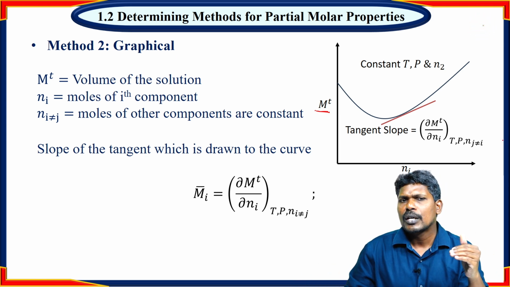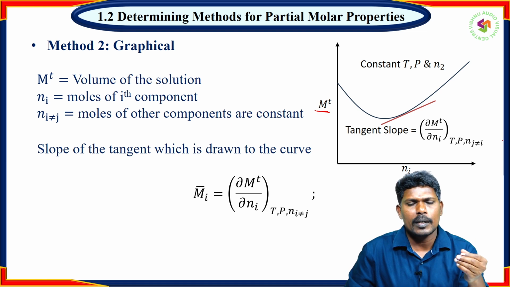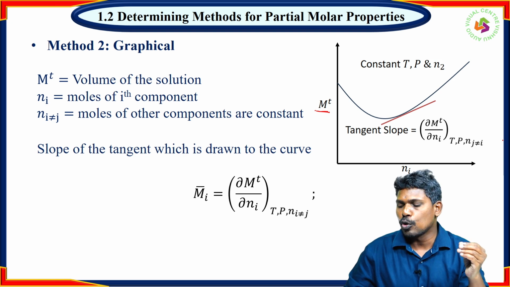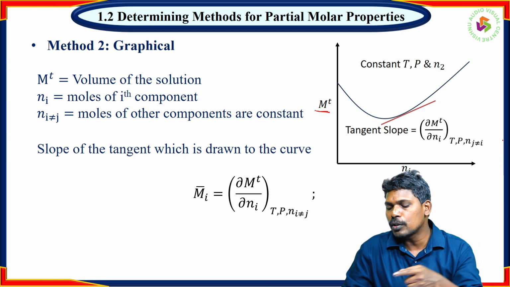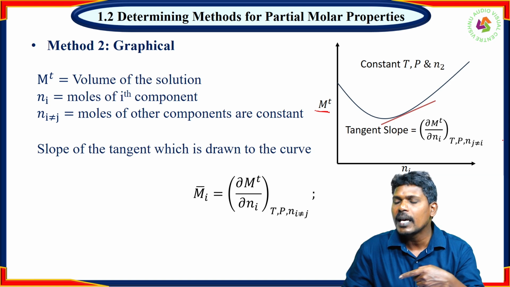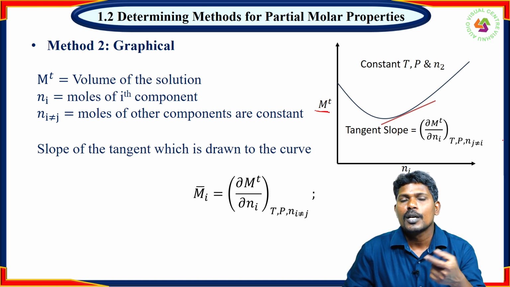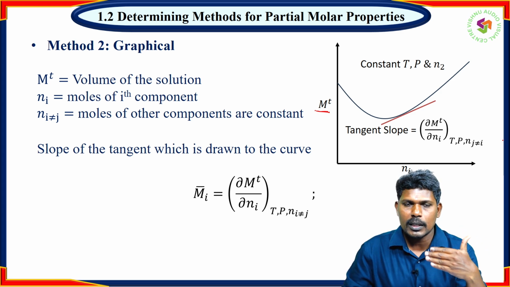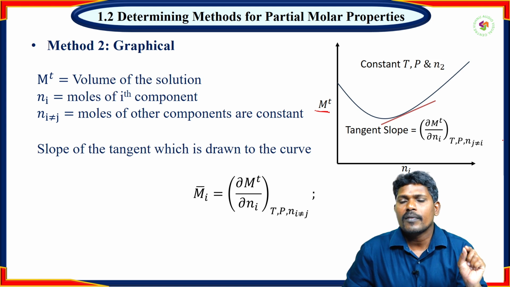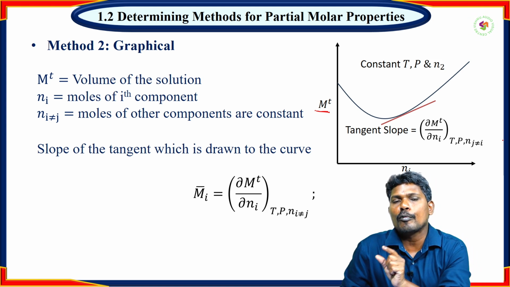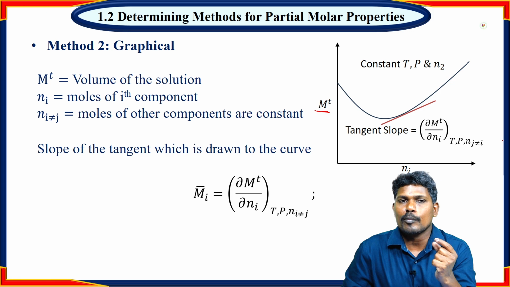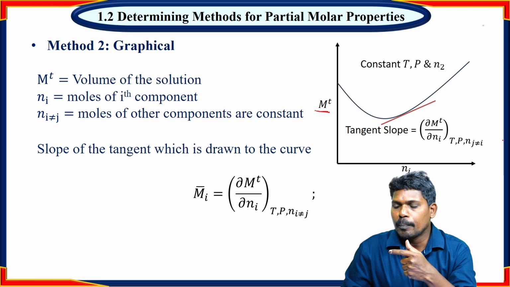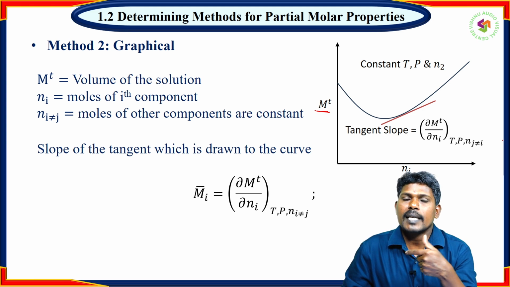To that graph, draw a tangent at your point of interest. To that tangent, determine the slope. The slope is dou Mt by dou ni at constant temperature, pressure, nj not equal to i. So that is the partial molar property of that compound. Otherwise, for example, in a particular case, for the first compound, draw the graph of the change of first compound's number of moles with respect to the total number of moles. When you draw the graph, you will get some parabolic curve. To that curve, draw a tangent.